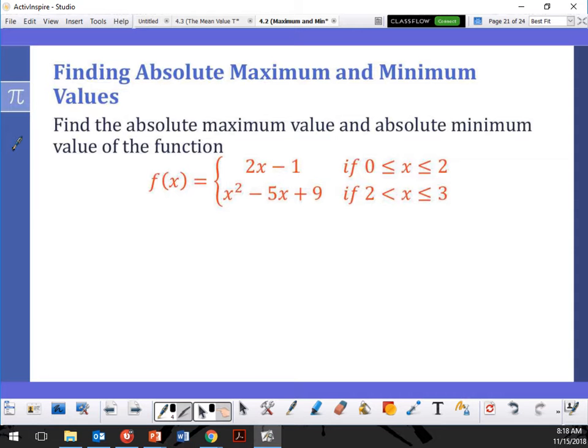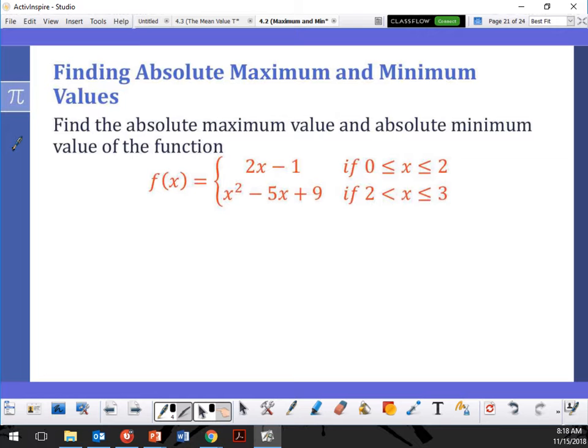Okay, so that's what we're doing: finding absolute maximum and minimum values. Find the absolute maximum values and absolute minimum values of the function. We need to do endpoints for each, right? So first, find the derivative.